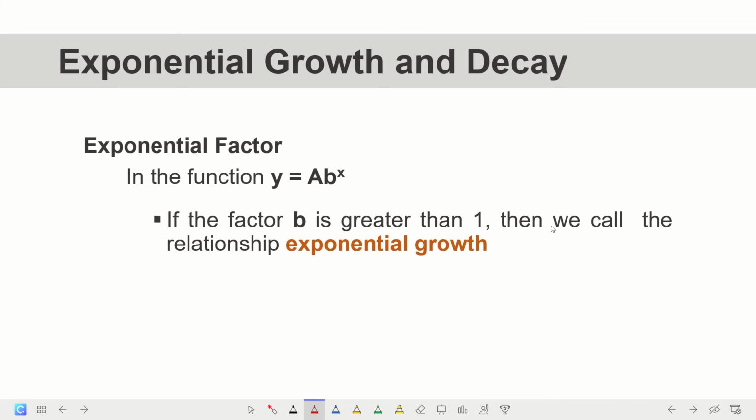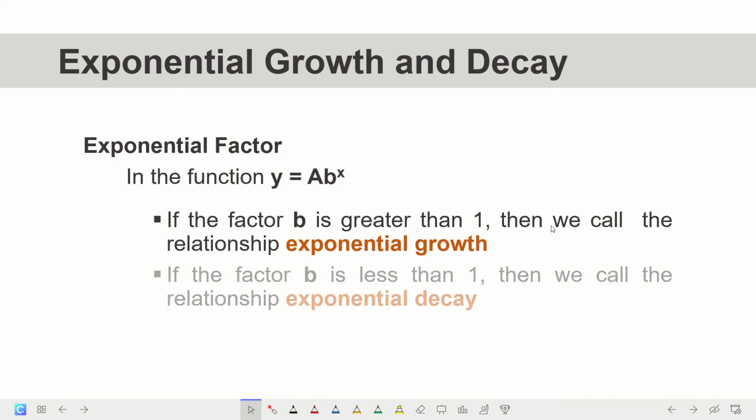The exponential factor in the function y equals a times b raised to x has two conditions. If the factor b is greater than 1, then we call the relationship exponential growth, and if the factor b is less than 1, then we call the relationship exponential decay.